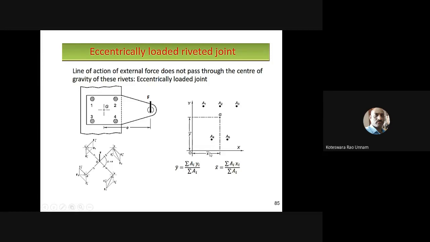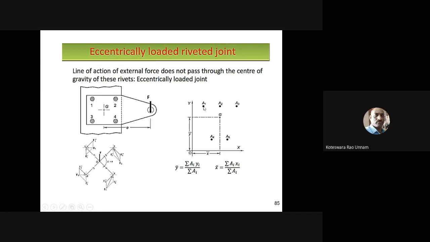So for our reference axis, instead of the origin, I need to fix the reference coordinate system. Let us say I fix the reference coordinate system here. So if this is the G, this is your x bar and this is the y bar. What is the formula for that x bar? Sigma ai xi divided by sigma ai. And similarly, y bar is sigma ai yi by sigma ai.